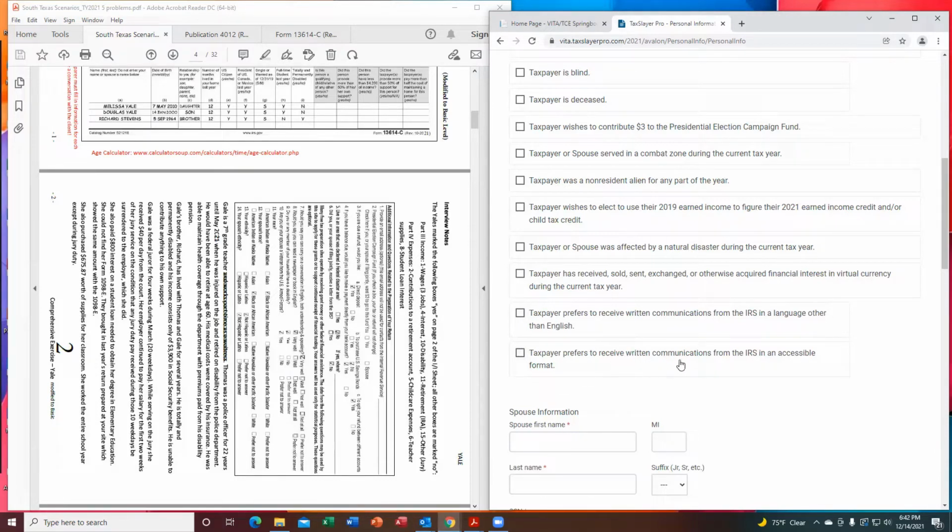Okay, the other one is on accessible format for accessibility purposes. That's the other question. So those are new questions that are in here that were not there before.